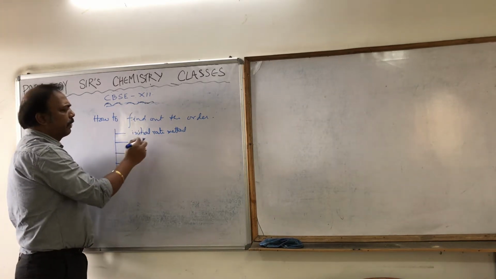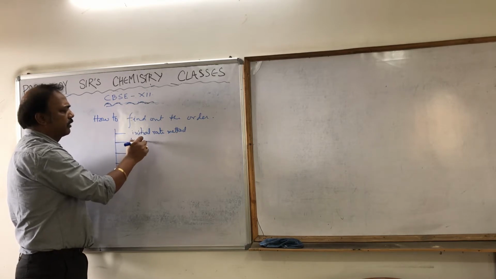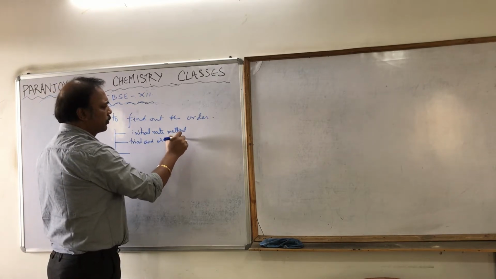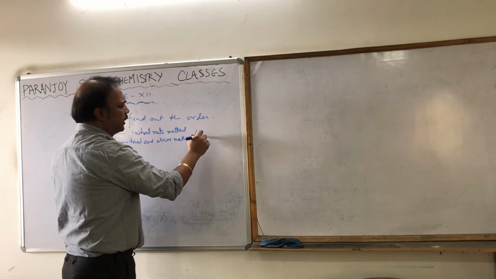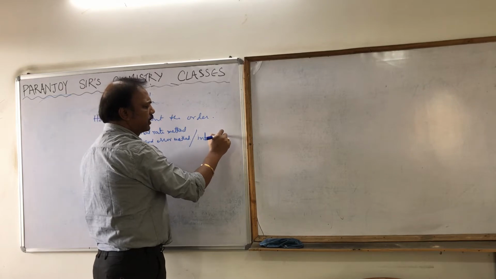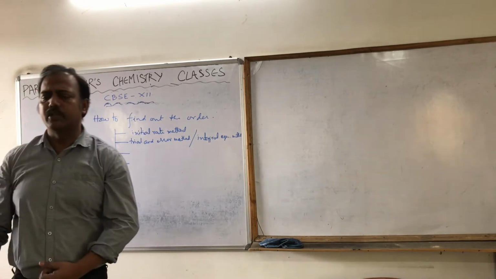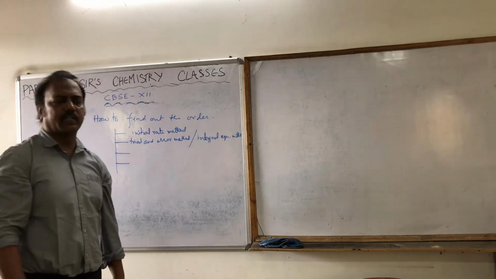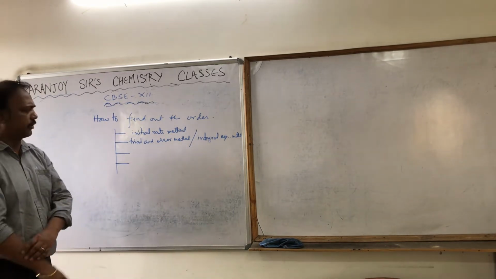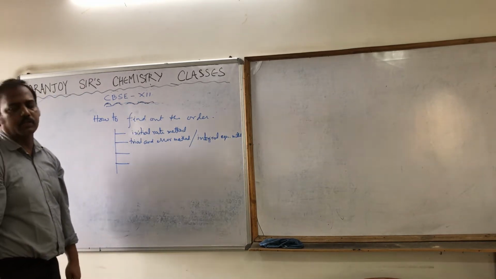The second one is the trial and error method, also known as the integral reaction method or integral equation method. This is the trial and error method. You just try and put in the different values, different equations, whichever equation it suits, that particular one is the order of that particular reaction. That's the second method.